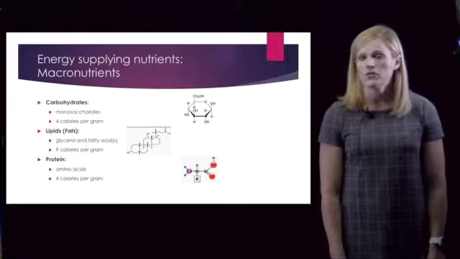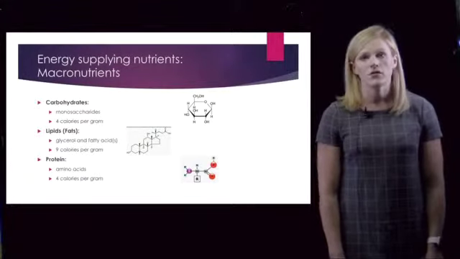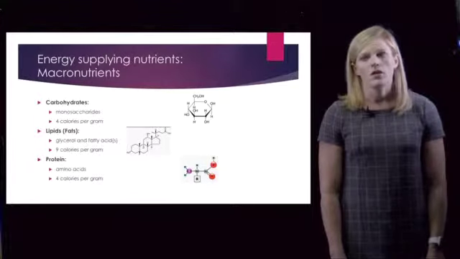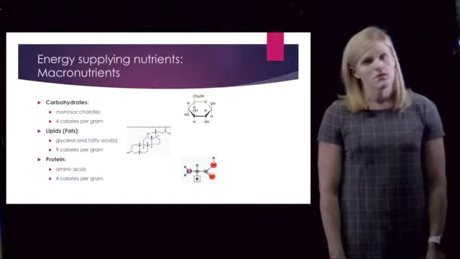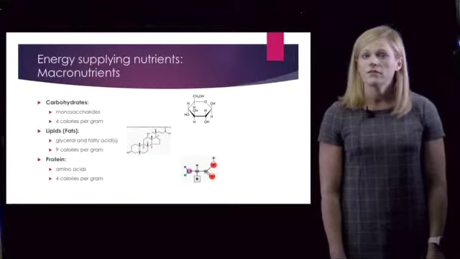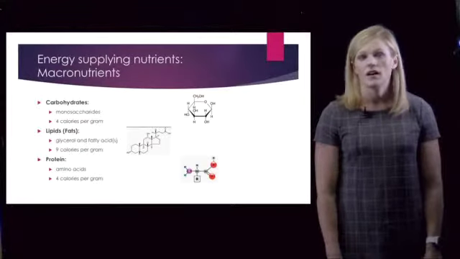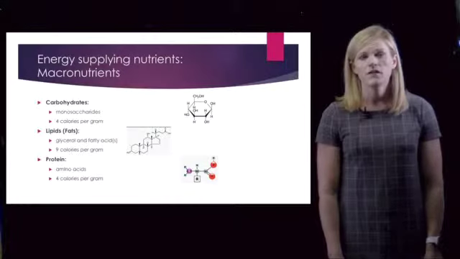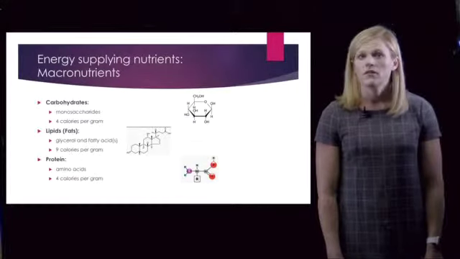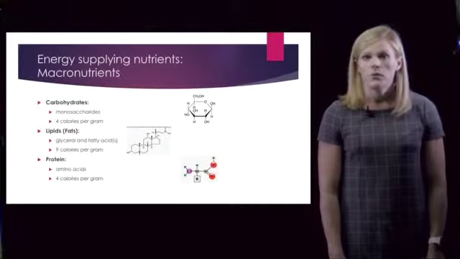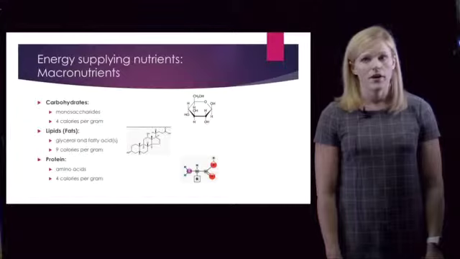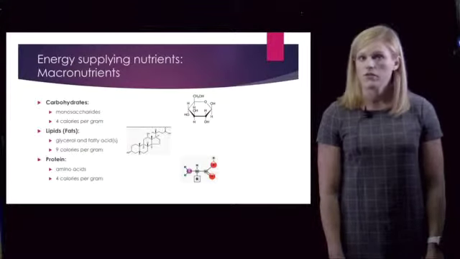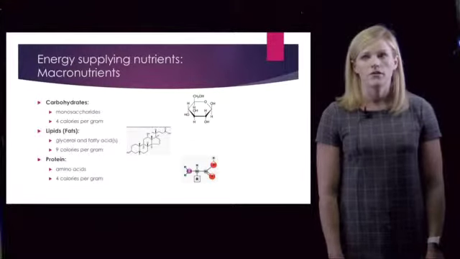Our other primary source of energy is going to come from the second macronutrient, which is called lipids, or more often called fats. Fats are composed of a glycerol molecule with 1 or more fatty acid chains attached. Fats are a tremendous source of energy, very efficient, so for every gram of fat that we eat, we get 9 calories of energy. And finally, the third macronutrient is protein. Proteins are primarily used to build and repair tissue, but can also be a source of energy. Proteins are composed of amino acids, and similar to carbohydrates, for every gram of protein, we receive 4 calories of energy.